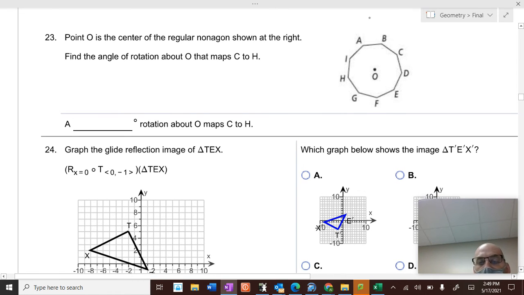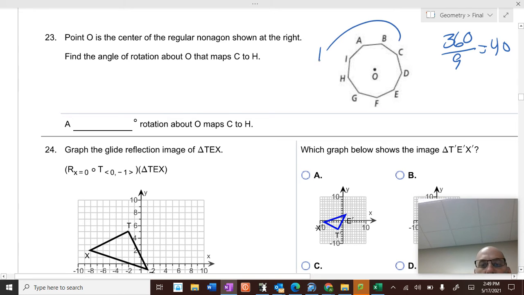Rotation. There are 9 letters here. So you take 360 degrees divided by 9 letters. Each letter represents 40 degrees. So if you're going from C to H, there's 40 degrees here, 40 degrees here, 40 degrees here, 40 degrees here. So that's a 160 degree rotation.